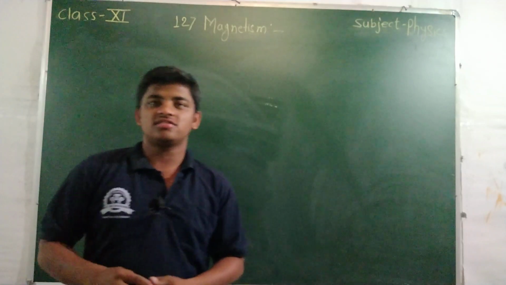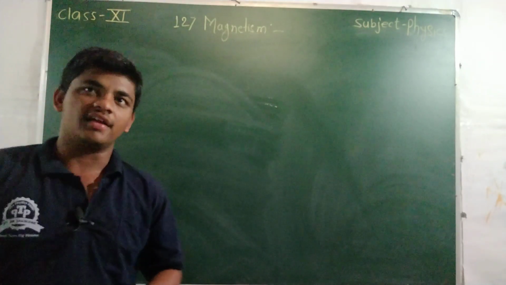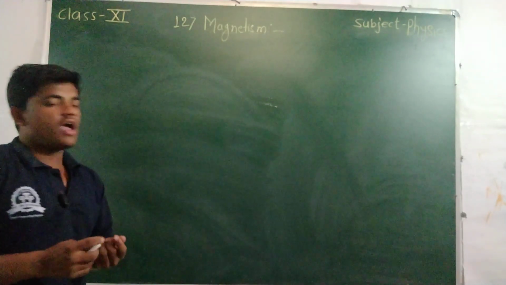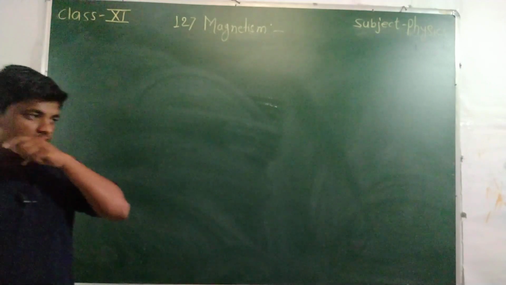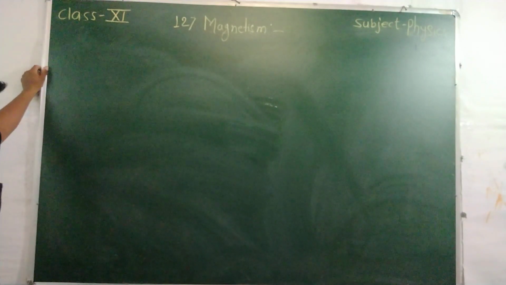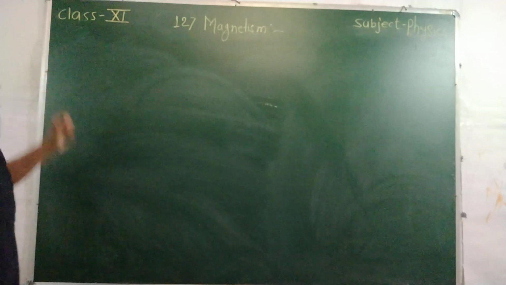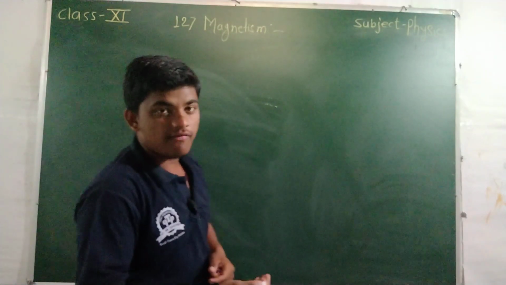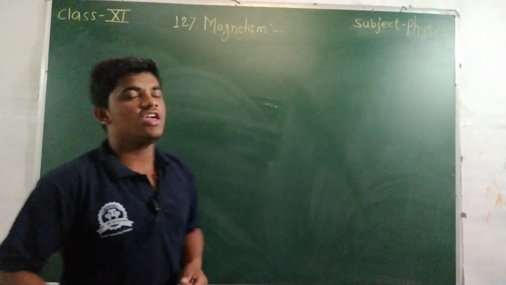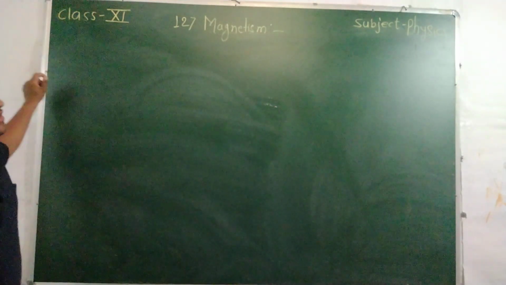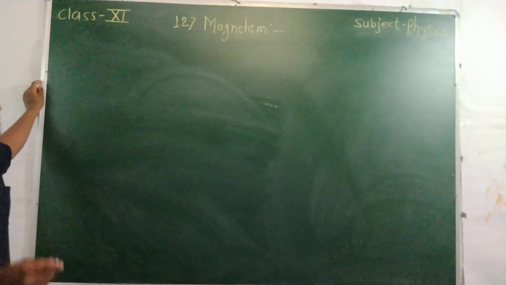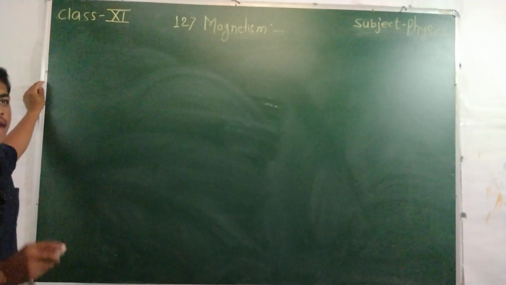In these lectures we are going to start discussing bar magnets, but I will give one hint for these topics. When we start discussing magnetism, we will make a comparison and revise the same theory we discussed in the previous topic, that is topic number 10, electrostatics.